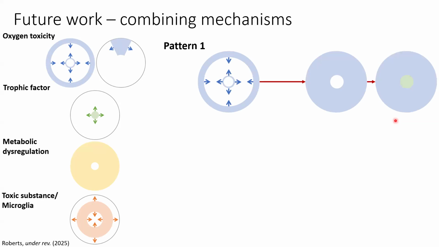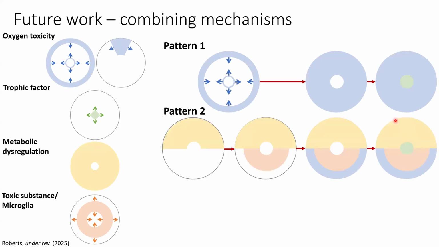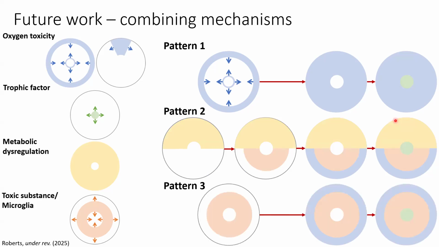So, for example, pattern 1 could be a combination of oxygen toxicity and trophic factor depletion. Pattern 2 might combine all 4 of these mechanisms, and pattern 3 again could combine multiple mechanisms. Now, it might be the case that there's more. I'm sure there are more ways that you could put these mechanisms together to maybe produce these patterns.